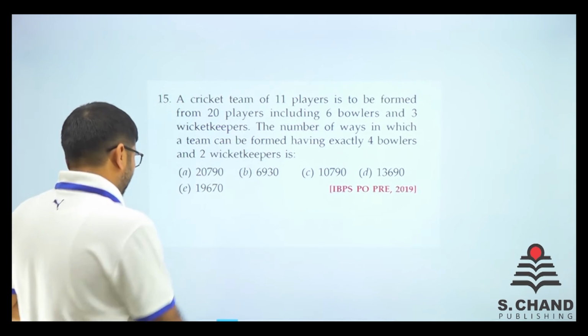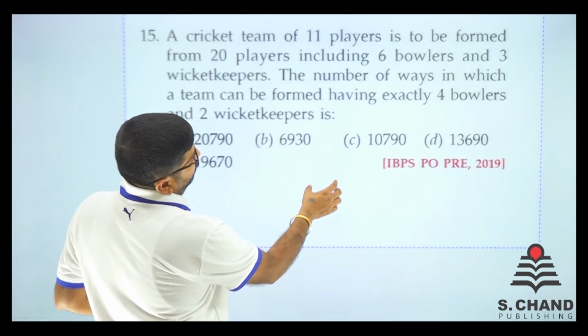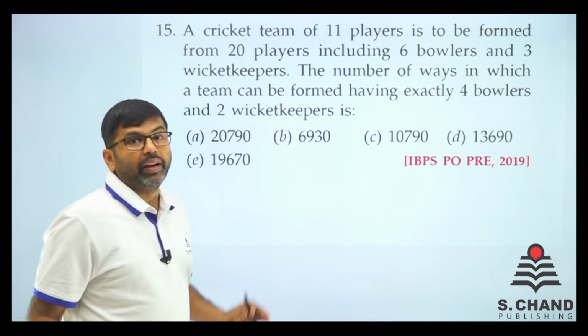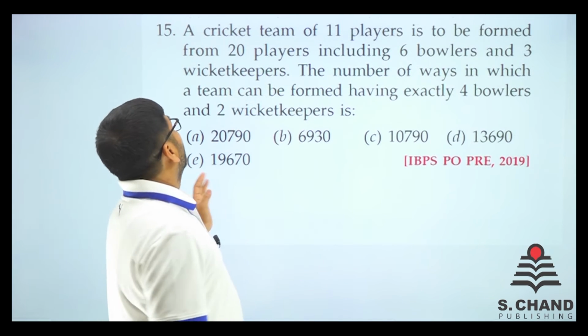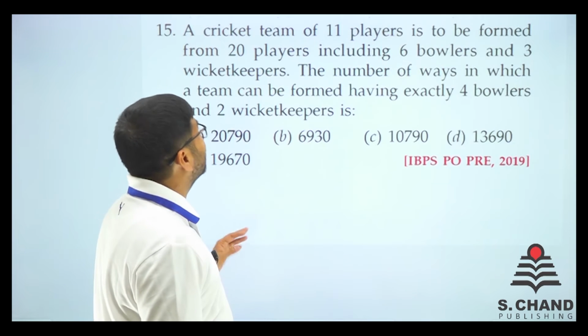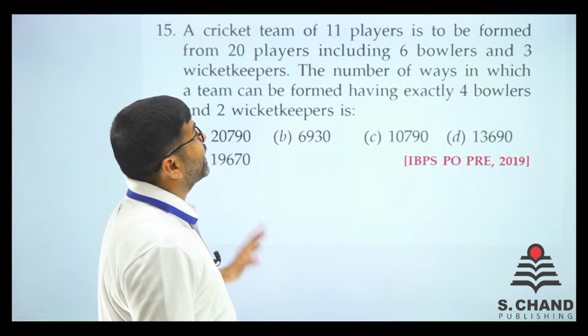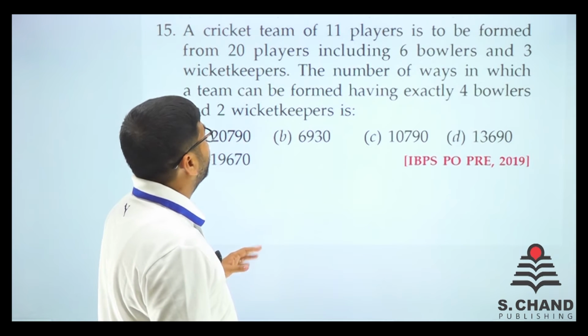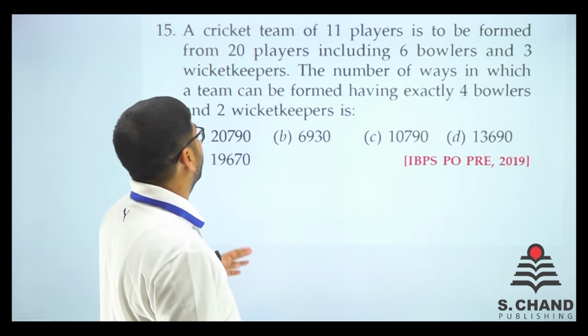A cricket team. I think that will be a good question. IBPS PO Pre. If it is PO Pre, it must be a good question. A cricket team of 11 players is to be formed from 20 players, including 6 bowlers and 3 wicket keepers. Find the number of ways in which the team can be formed having exactly 4 bowlers and 2 wicket keepers.